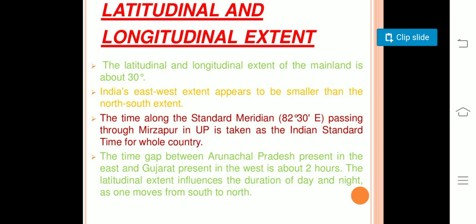The time along the standard meridian, 82 degree 30 minutes east, which passes through Mirzapur in UP, is taken as the Indian Standard Time for the whole country. The time gap between Arunachal Pradesh in the east and Gujarat in the west is about 2 hours. Actually, the sun rises 2 hours earlier in Arunachal Pradesh in comparison to Gujarat. However, the watches show the same time, because for the entire country we have taken the same time from 82 degree 30 minutes east, that is Mirzapur. From Mirzapur we have taken the standard time, the IST, Indian Standard Time, for the entire country.